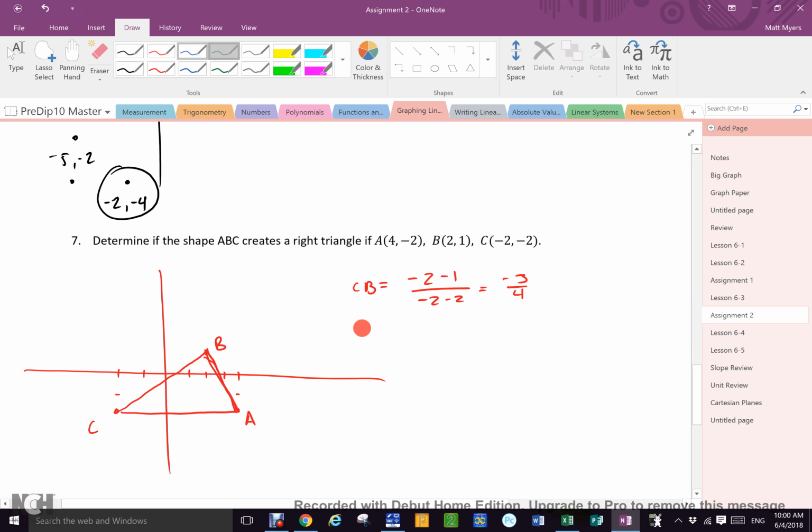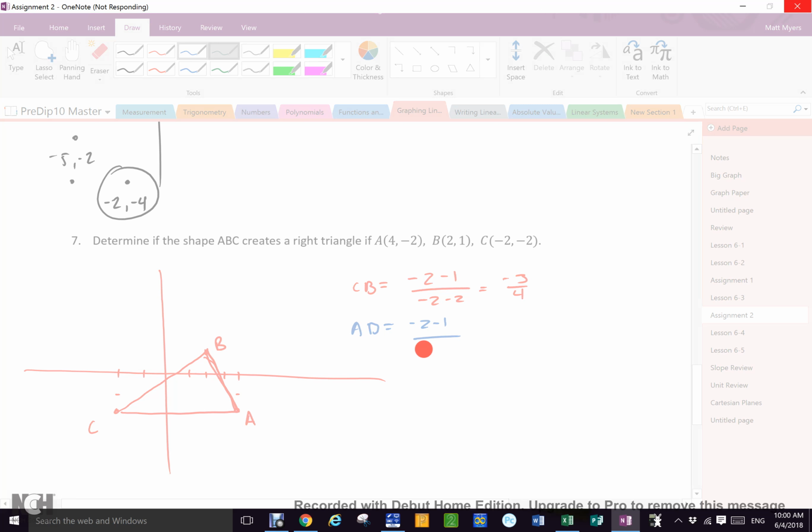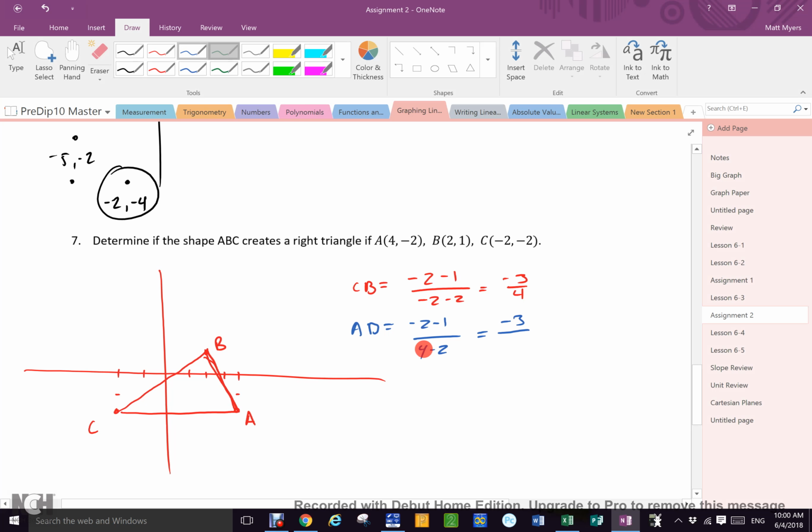And then I need to check AB, which is negative 2 minus 1 over what? 4 minus 2, which is negative 3 over 2. Smart. So that is a no-go.